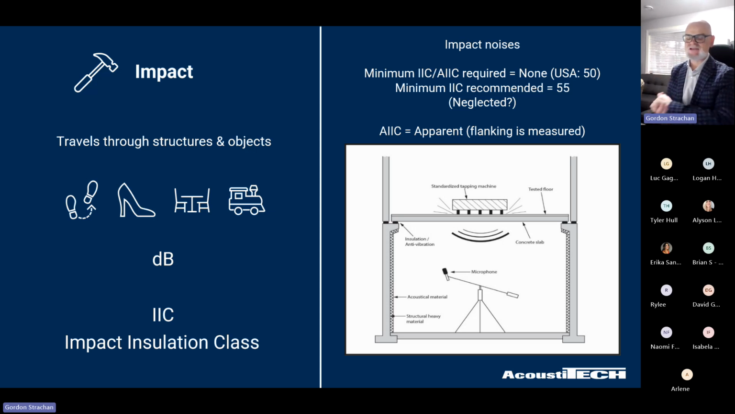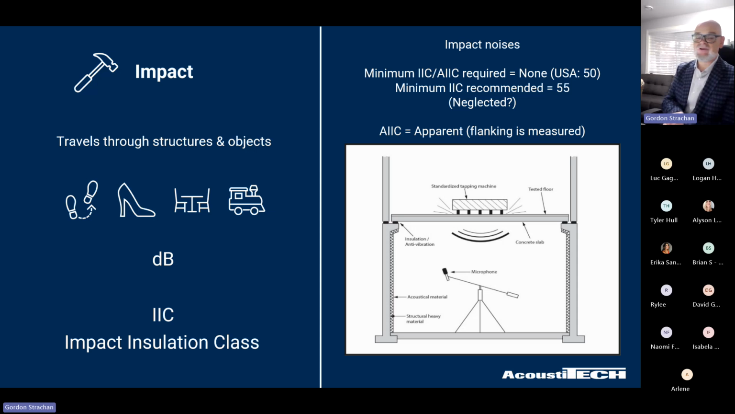So impact noise in the US has a required 50 IIC. That's impact isolation class. Unfortunately, in Canada, there is no required IIC number. This gets challenged sometimes, but the fact is there's no required number. There is a recommended number, as you can see, of 55. So it does force this to be a little bit neglected sometimes by builders, by developers.